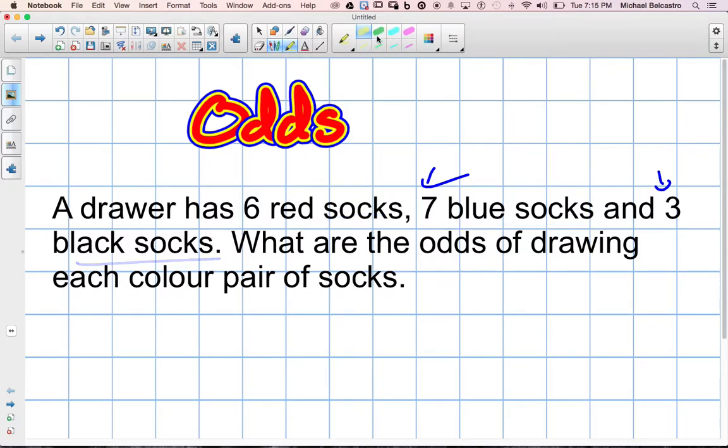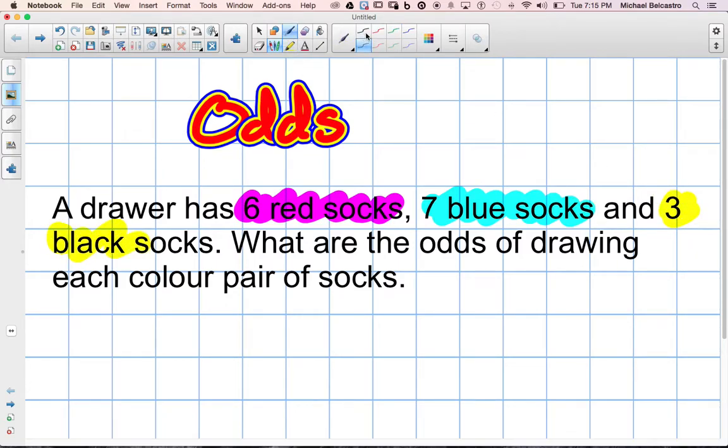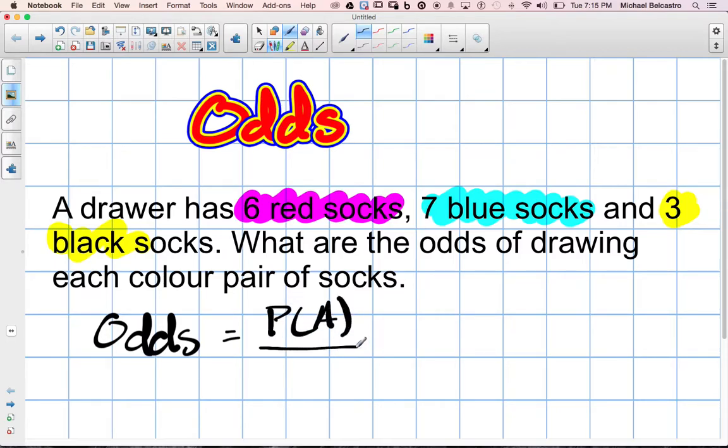So our 3 important parts, let's try, I guess, color code it a little. Red, blue, and, well, I can't highlight in black, so we'll just go yellow for this color. Okay, and if we're going to calculate odds, odds are the probability of an event divided by the probability of that event not happening, or the opposite of that event. And that's what that P(A) stands for. So A is whatever event we're talking about. We could have called this an E. It's really up to us.